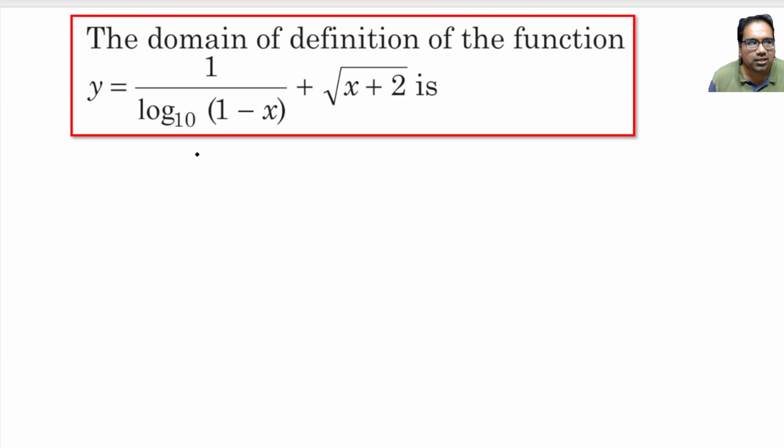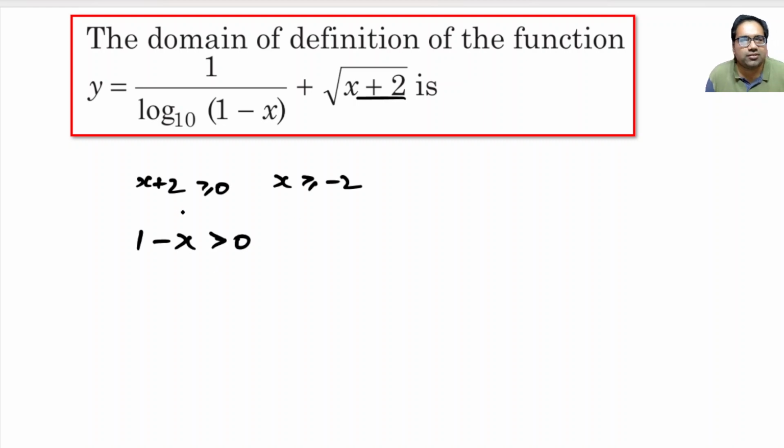Let us see how. x plus 2 should be greater than or equal to 0. Firstly, this one. That means x is greater than or equal to -2. Right. And log of a number is defined when 1 minus x is greater than 0. Log 0 is not defined. What does that mean? x is less than 1.